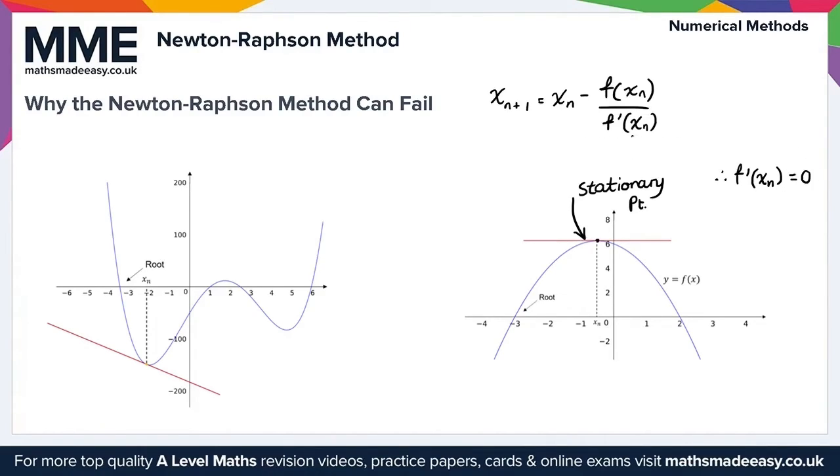we're going to be dividing by 0. And clearly we can't divide by 0. That would cause a mathematical error. So that's another reason why the Newton-Raphson method can fail. And that concludes this Maths Made Easy video on the Newton-Raphson method.